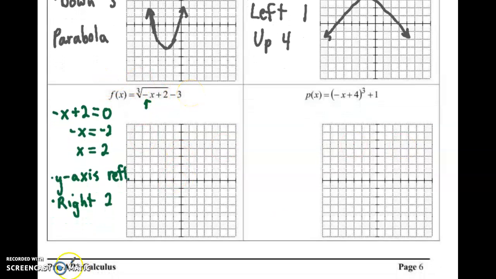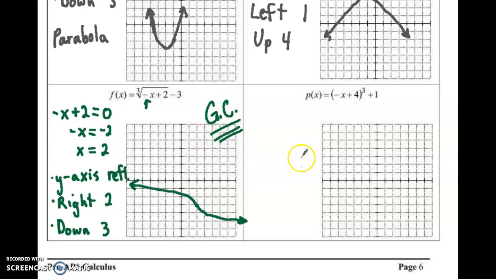And then that minus does not change. That -3 is saying we're going to shift down 3. So our cube root function will be right 2, down 3. And the y-axis reflection is saying instead of going up and to the right, it's got to go down and to the right. And then because it's a cube root, we also have these values. And feel free to use a graphing calculator to double check that I have the correct answer here if you are still confused. Double check my work.